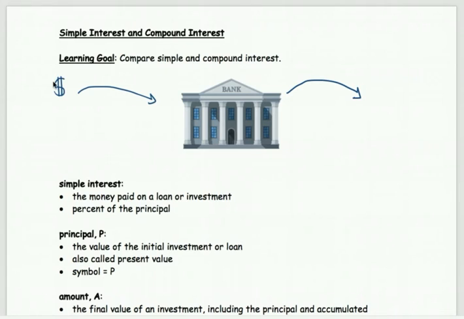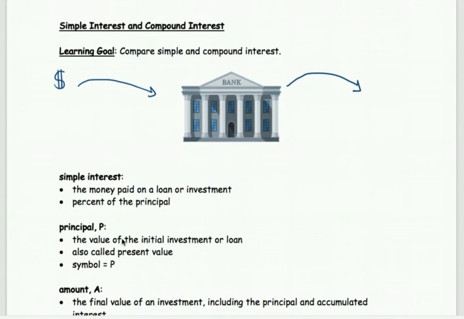So you have a certain amount, you put it in the bank, and then you're going to take a look after a little bit of time and see how much money you have. We're going to look at simple interest and compound interest today. Before we do that, I just want to go over some of the terms that I'm going to be using so that you will understand what I'm talking about when I say principal or amount and so forth.